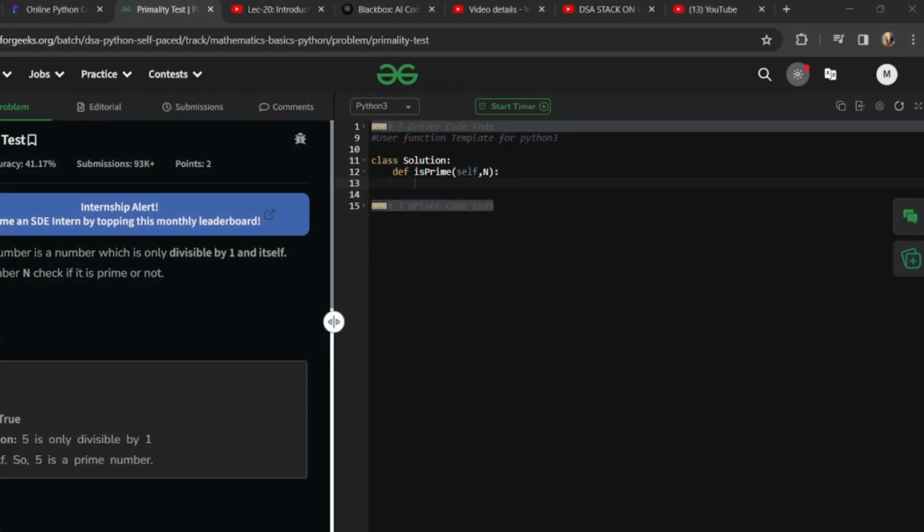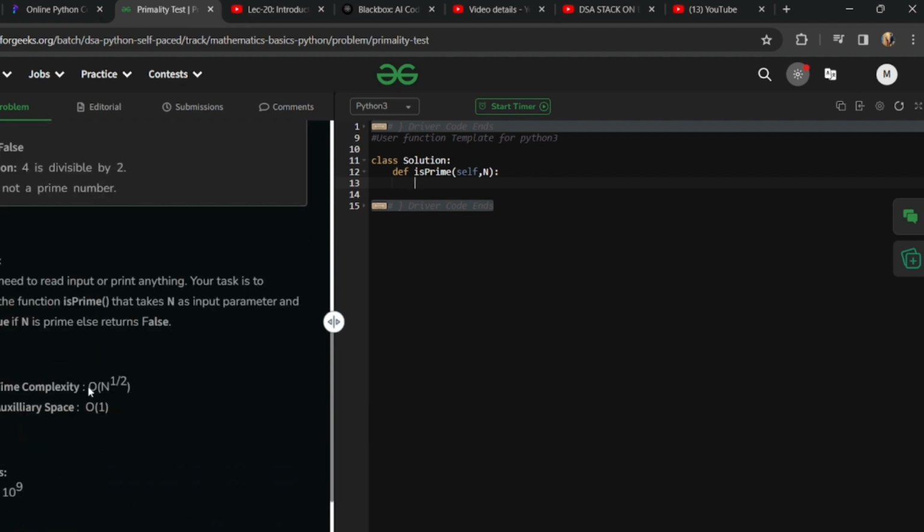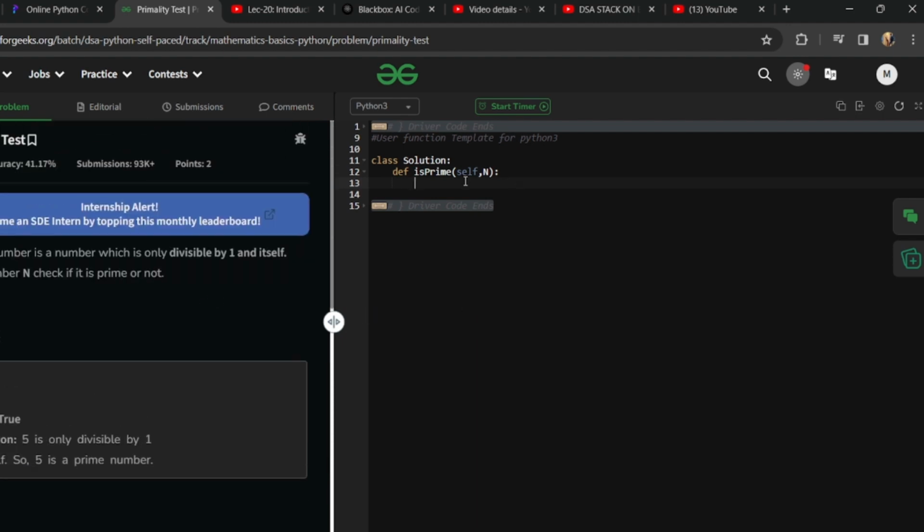So now I've come to the GeeksforGeeks coding screen. Here we have been given a question that the user will give an n value to the program, and we have to find whether it is a prime number or not. And we have the challenge to do it in O of root n time complexity. So let's do it and see whether it works or not. So what will we do first?